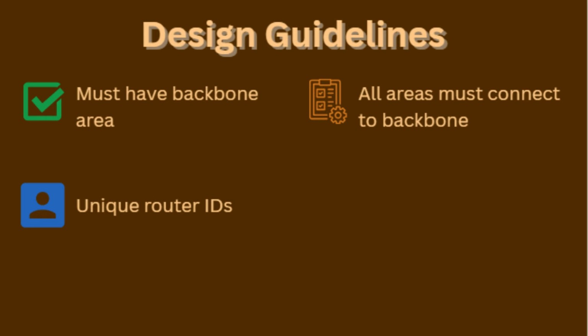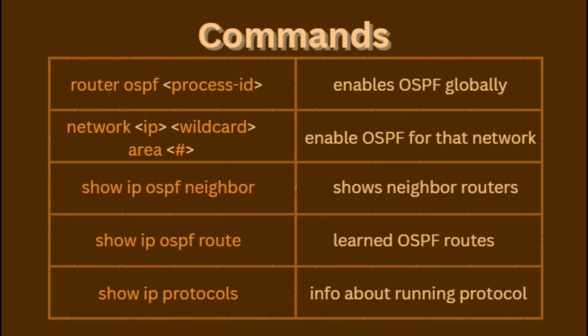Here are some essential OSPF commands you should know. Router OSPF followed by the process ID. This enables OSPF and puts you in OSPF configuration mode. Network followed by the IP address, wildcard mask. Area followed by the area ID. Activates OSPF on interfaces that match the given network range.